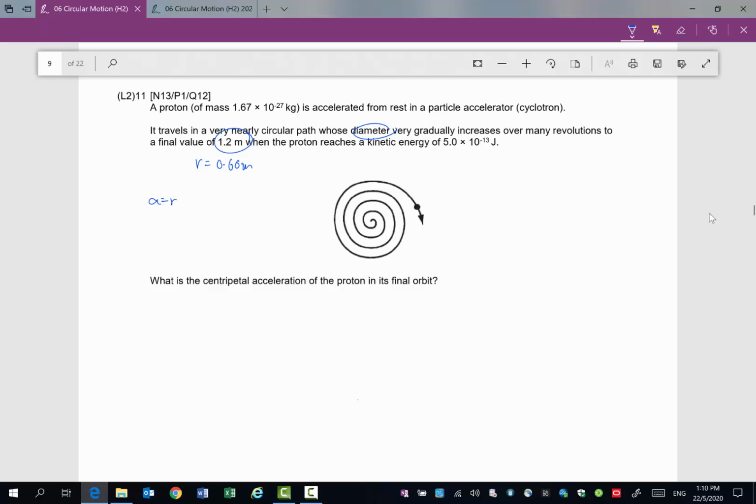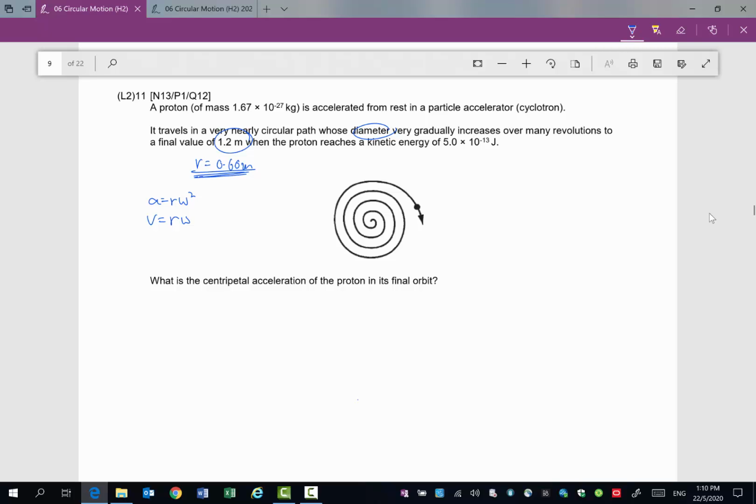Like a equals r omega squared, v equals r omega. So radius is more often used. So by the fact that 1.2 meter is actually diameter, some students will carelessly substitute 1.2 meter into the equation if they didn't make the mental note that this is actually diameter instead of radius.